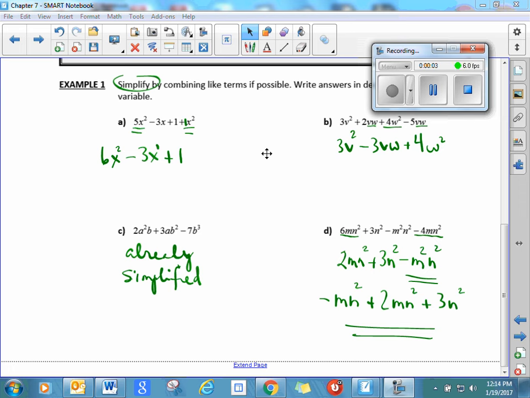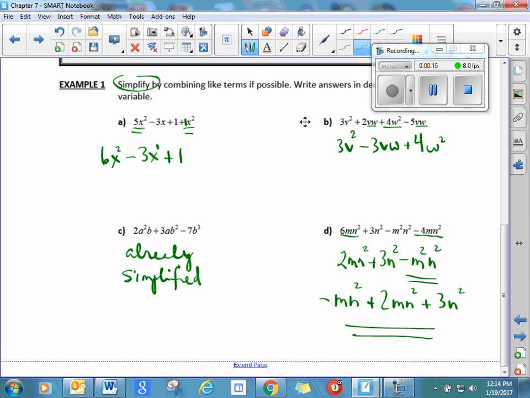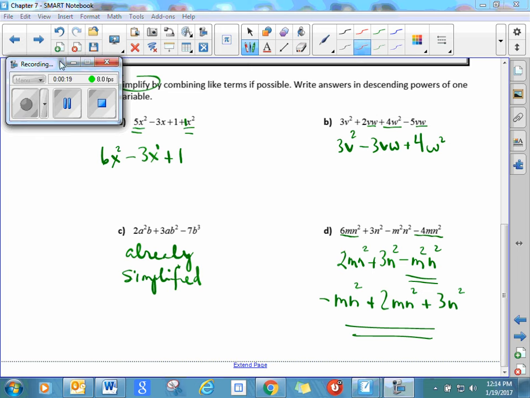Hi guys, we're back, and before we move on to page 104, I don't think I did a good job of explaining standard form in the last video, so go back to page 103 and let me just run through the standard form thing again.